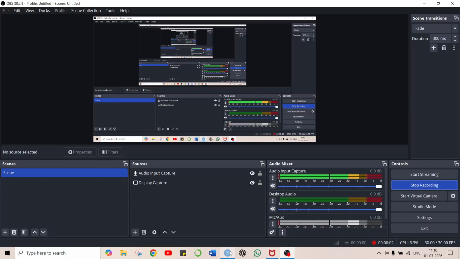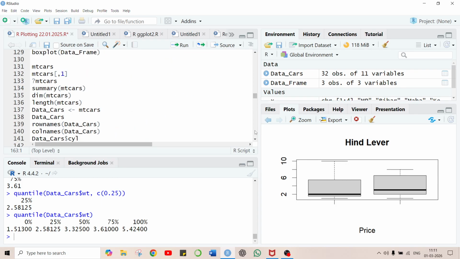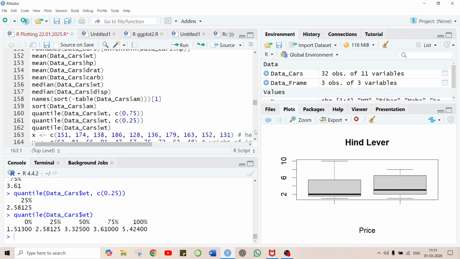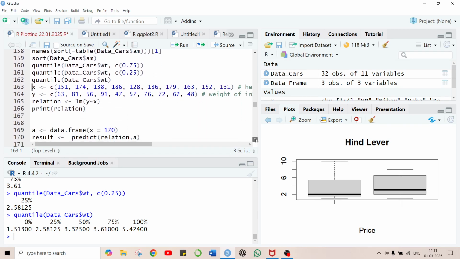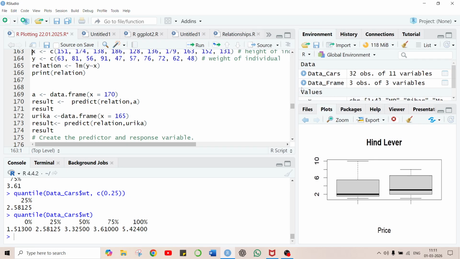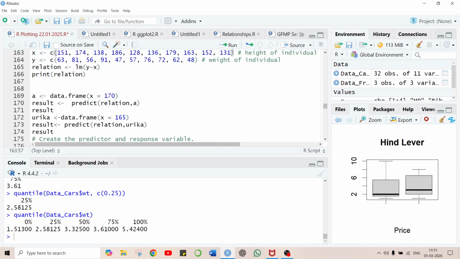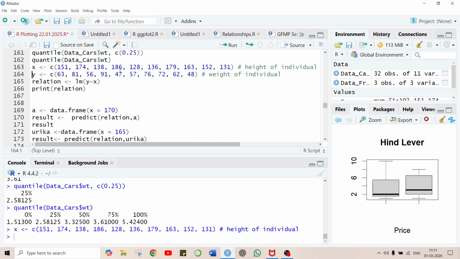Now let's focus on relationships in our language. So I'm creating a vector of heights of some people. These are the heights of certain people who came for observation. So X is the variable, where we are looking at the height of individuals. Say, you have some 10 observations.